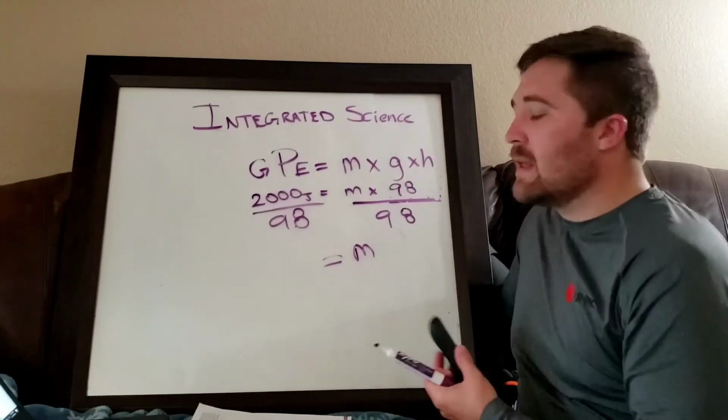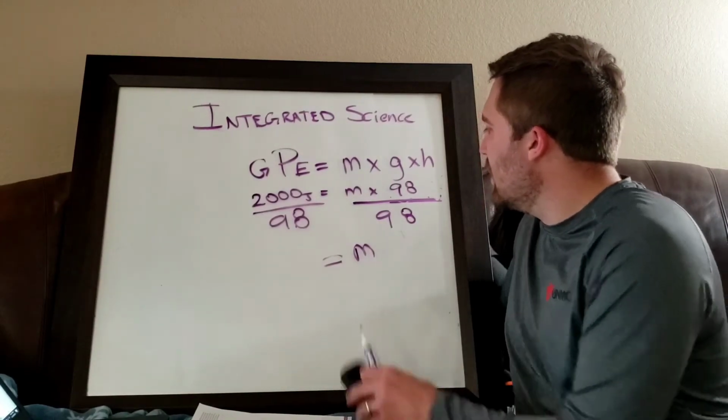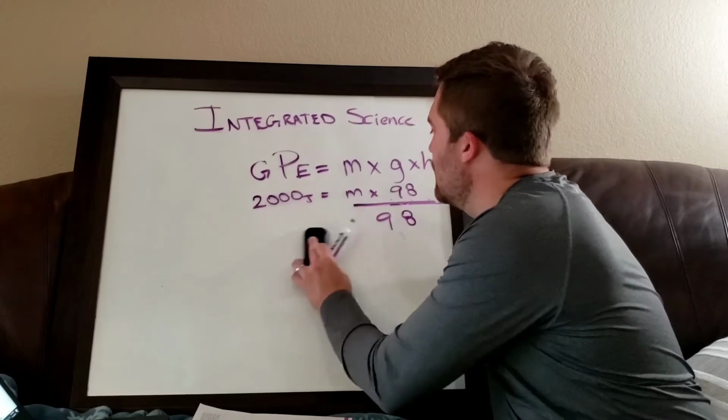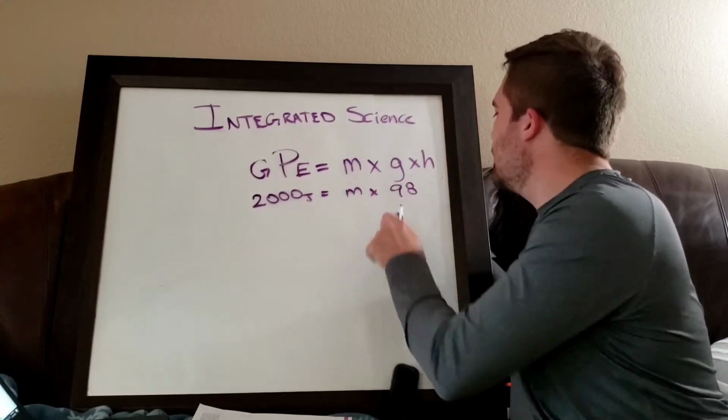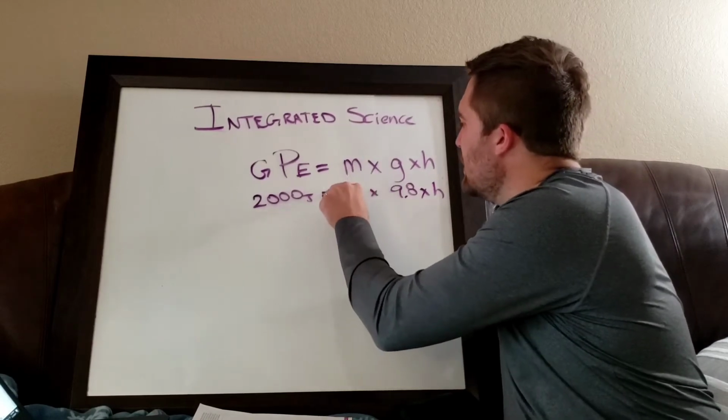You can do the same thing with height. It doesn't really change much as it does with mass. So if you had 2,000 joules, and let's say we have a mass of 50 kilograms.